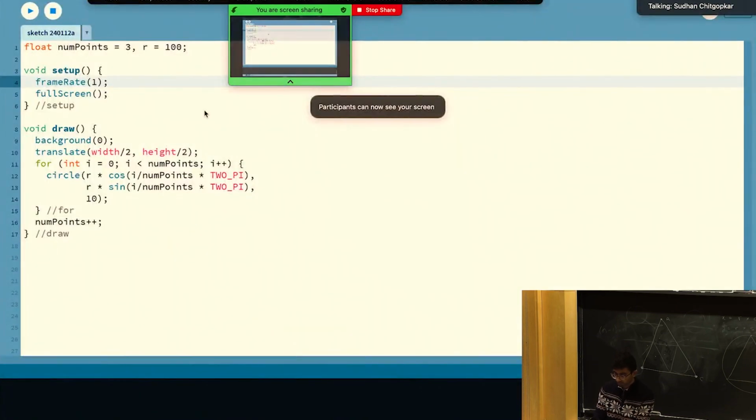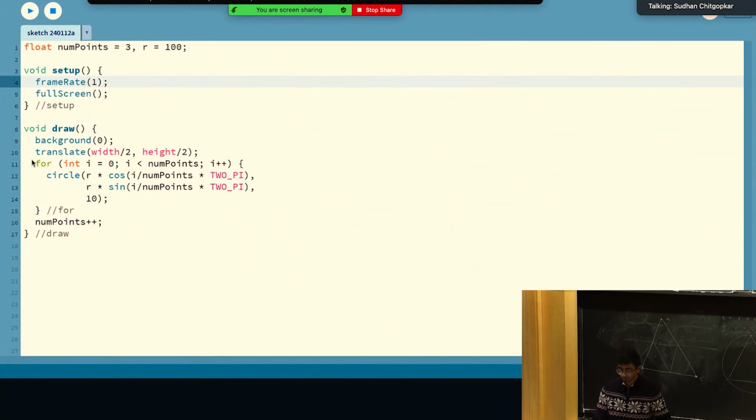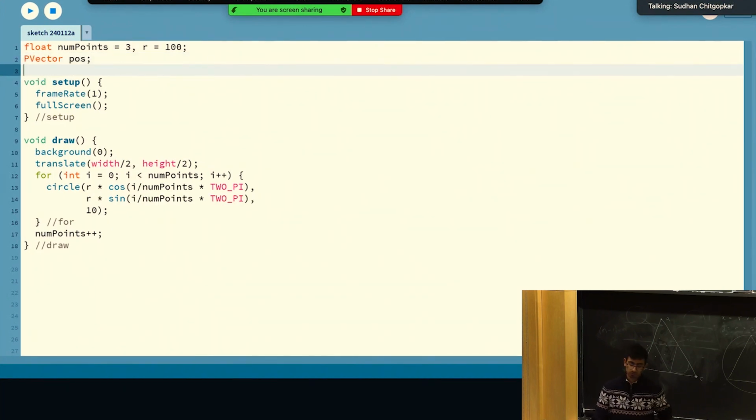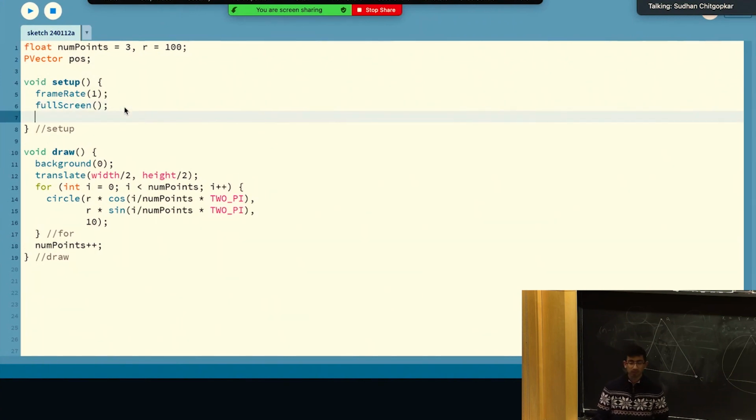Okay, so now that we actually have our points, let's go ahead and start playing the chaos game. So how do we want to approach this? Well, we know that we always want to keep track of a point within our game, and so we'll probably need a vector object for that. Just like we did last time, we can use a p-vector for our position.